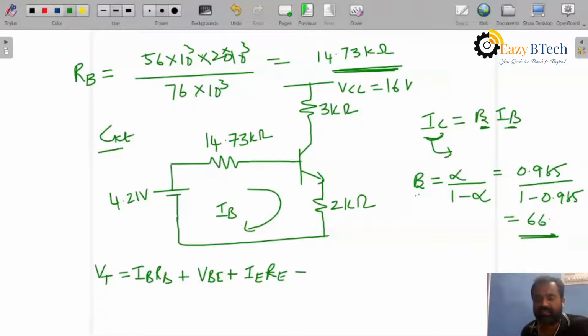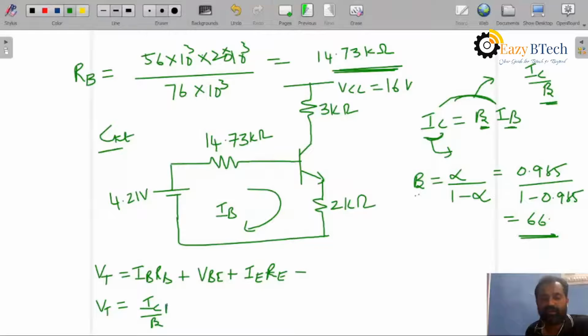From this we will write VT is equal to IB. In place of IB, from this relationship we will write IB as IC by beta. We will write IC by beta into RB plus VBE plus, here IE can be written as IB, that is IC by beta, plus IC, into RE.